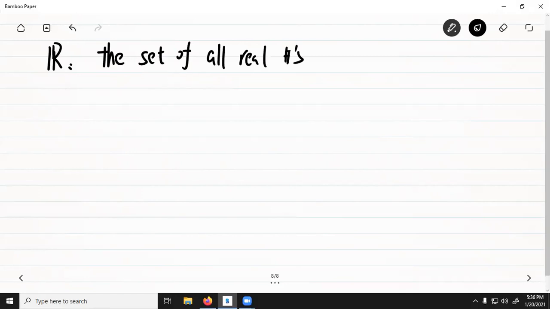So next we want to talk about some axioms that this real number set should satisfy. Axioms means something we just take without any proof. So this real number set should satisfy 3 groups of axioms. Okay, let's look at the first axiom, which is called the field axiom.